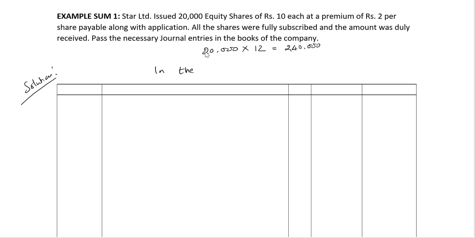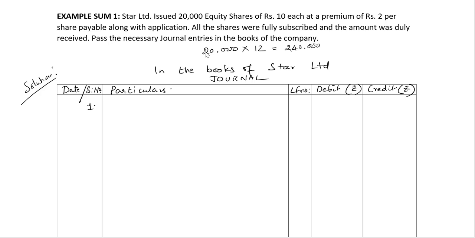In the books of Star Limited, journal. We have the first column, date / serial number, particulars, LF number, debit rupees, and credit rupees.